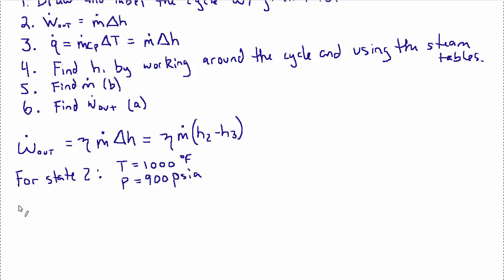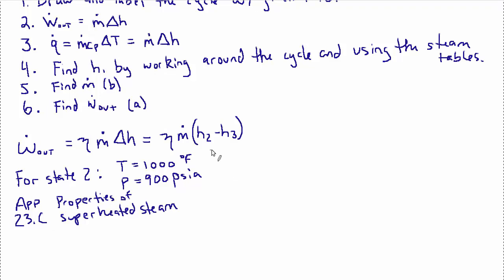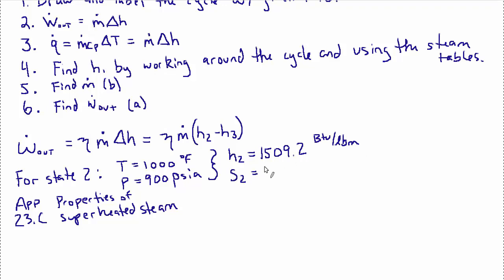What we can do is go to the appendix and go to page A67, specifically appendix 23.c, and we will find the properties of superheated steam. And using the table, we can look up, based on this temperature and pressure, the enthalpy, and I'm also going to jot down the entropy. You'll see why in a bit. Okay, so these are the values that I found in the table for the enthalpy and entropy at state 2.